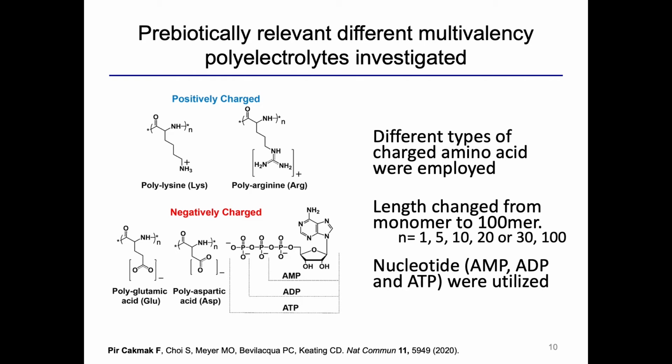We were curious how short we can go and still be able to get compartments. So we changed the length from monomer to 100mer. And I also included nucleotides, AMP, ADP, and ATP, which have different charges. AMP has 2 charges, ADP has 3 charges, and ATP has 4 charges.